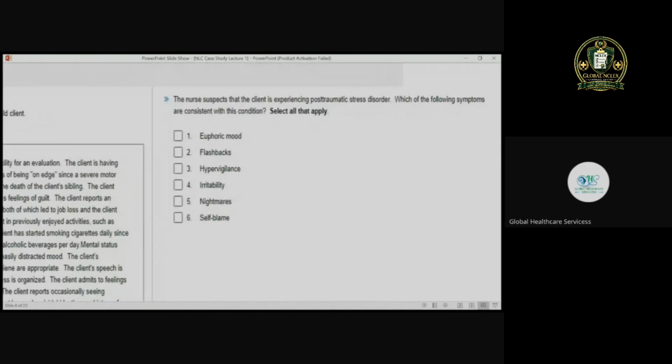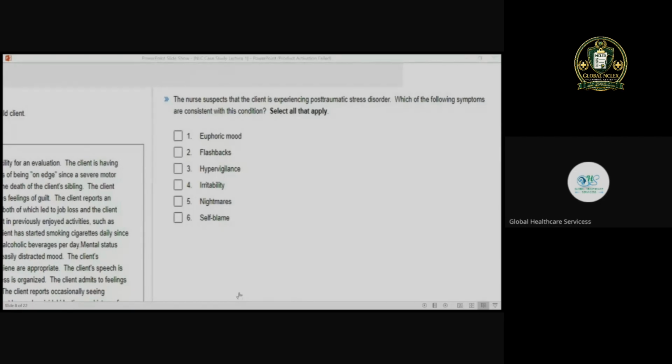The nurse suspects that the client is experiencing post traumatic stress disorder. Which of the following symptoms are consistent with this condition? Select all that apply. You all know about the SATA question: there can be only one right answer, or six answers can be right. Multiple answers may be right. It would depend on your knowledge. There can be one answer, two answers, three, four, five, or six answers.